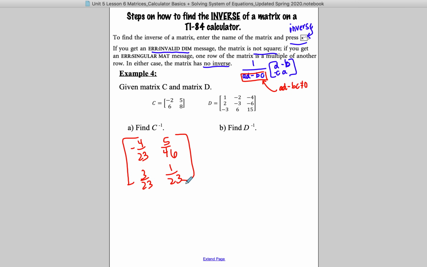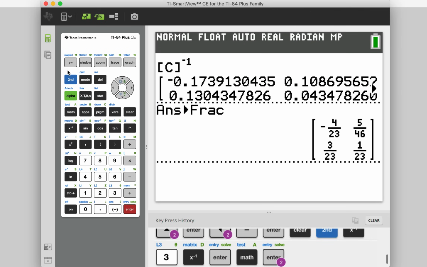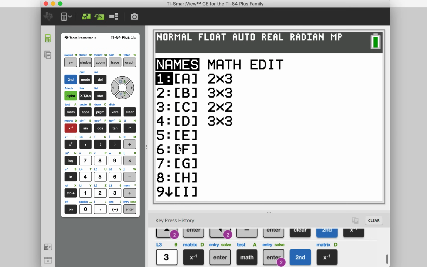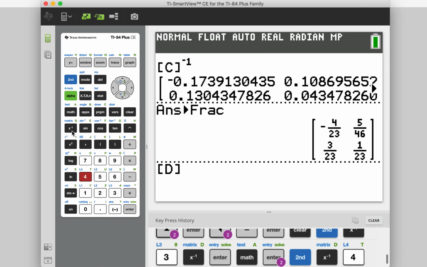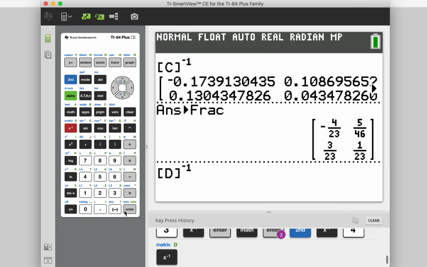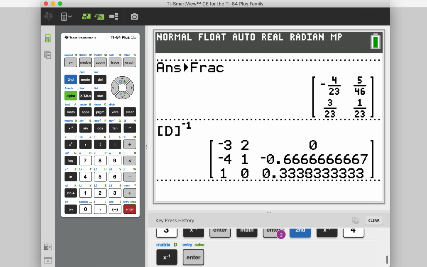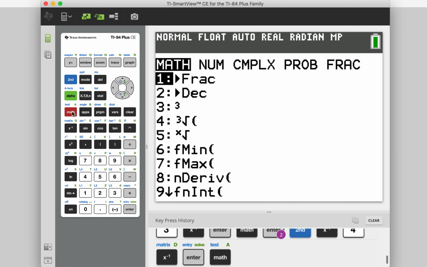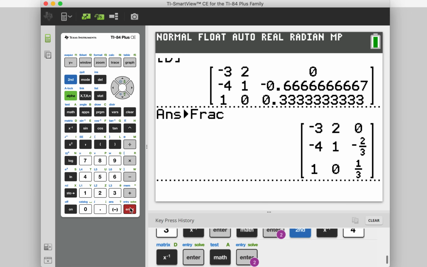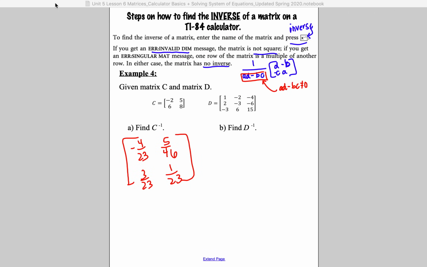There is C inverse. Let's go ahead and do D inverse. Repeat that one more time. So I'm going to go ahead and grab matrix D. So second matrix, going down to matrix D, which is number 4, and then inverse, and hit enter. Same thing, I got some irrational numbers. You guys probably know what those ones are off the top of your head. This is -2/3, and this would be 1/3, but I'm going to go ahead, just to make sure I was right, math frac, my pal, and then go ahead and write that down for my inverse for D.